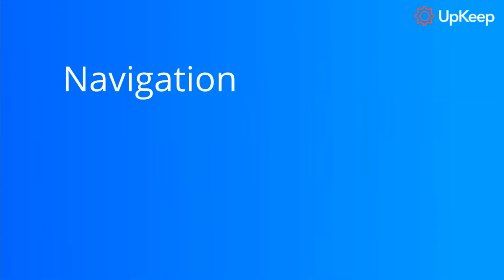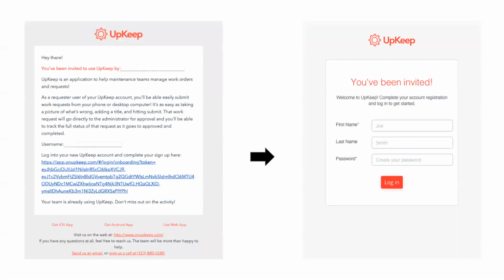So now that we know what the role of this user is, let's go over how to navigate this app as this user. First things first, when you first get set up as a requester, your team admin sends you an email invite. And that looks like this on the left-hand side. Once you get that email, just click into this blue link and it'll take you here where you can set up your password and your full name. Once you've done that, you can now log into your requester account with your email as your username and your newly created password.